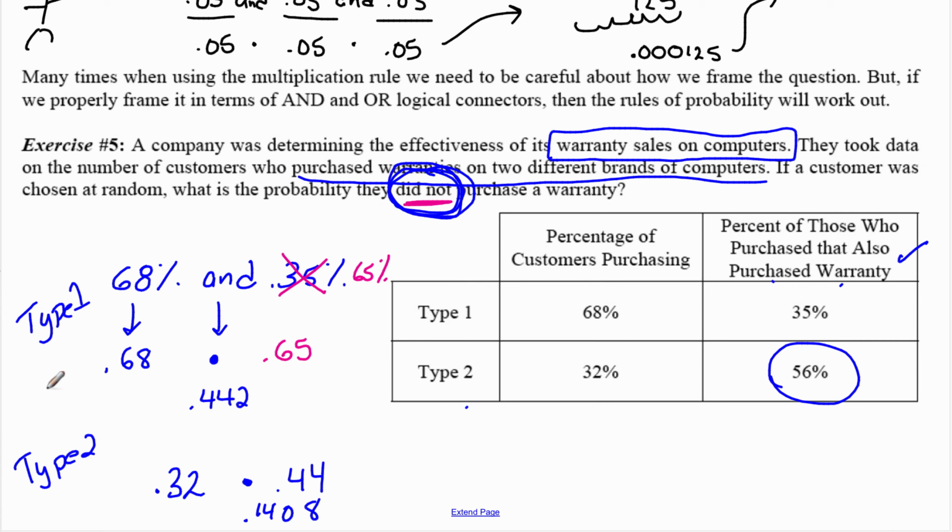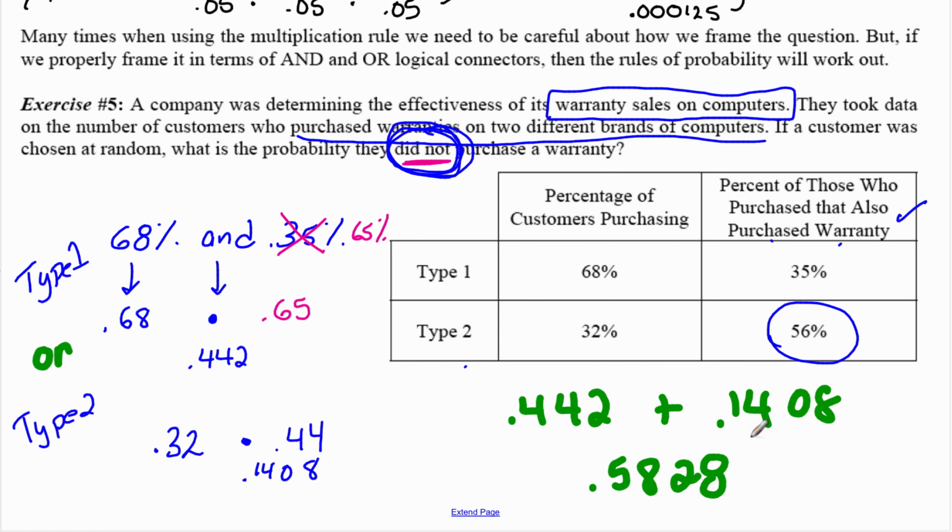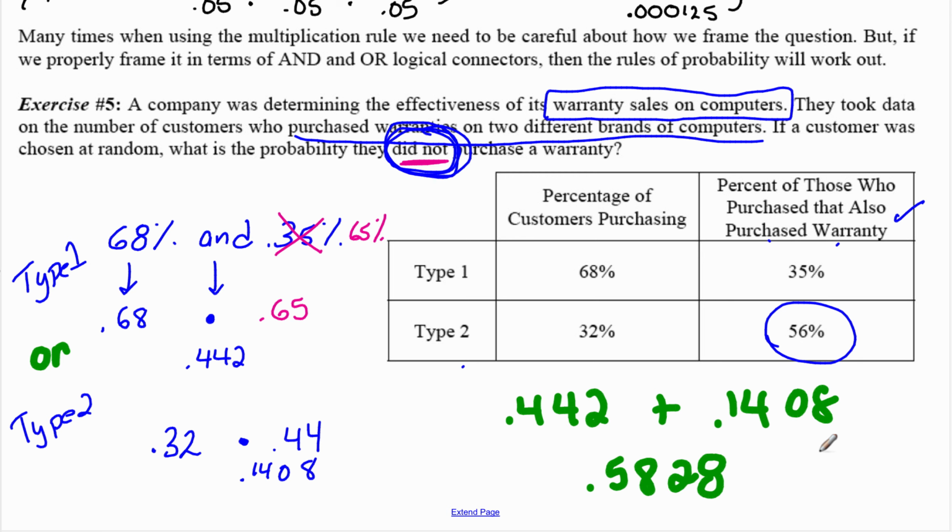So now what am I going to do with my two things? Because they were looking at type 1 and they were looking at type 2. So they have to look at type 1 or type 2. So 0.442 from type 1 plus 0.1408 means if I add those together, I get 8, 2 and 0 is 2, 4 and 4 is 8, 4 and 1 is 5. So that tells me that 58.28% of their customers didn't buy a warranty.